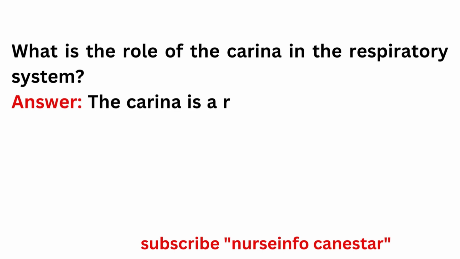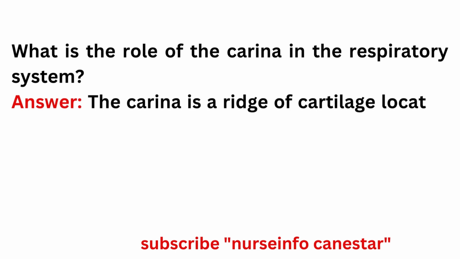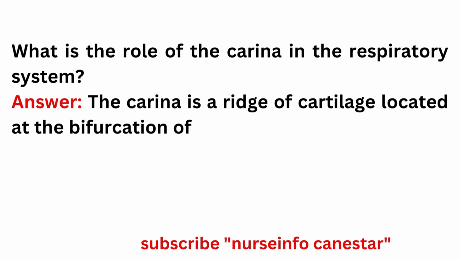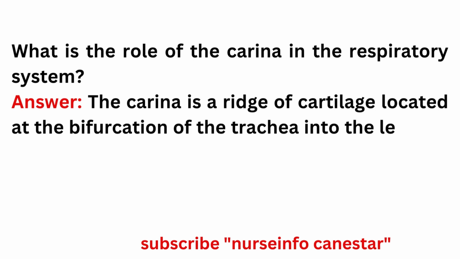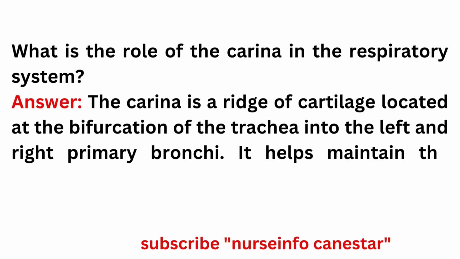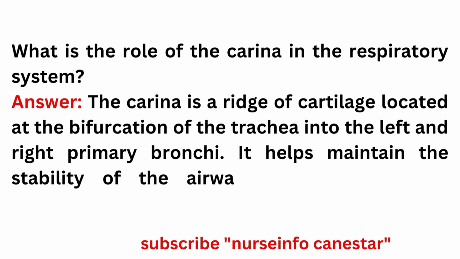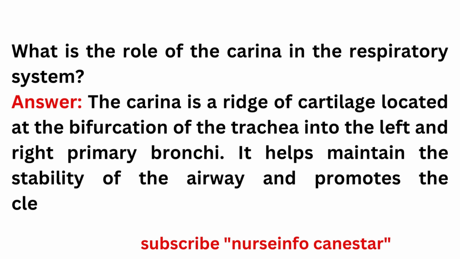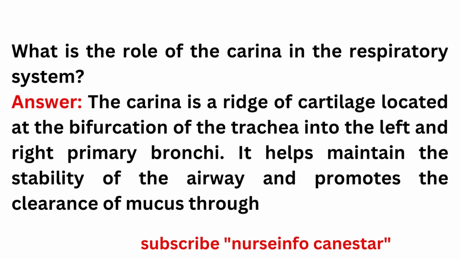What is the role of the carina in the respiratory system? Answer: the carina is a ridge of cartilage located at the bifurcation of the trachea into the left and right primary bronchi. It helps maintain the stability of the airway and promotes the clearance of mucus through coughing.